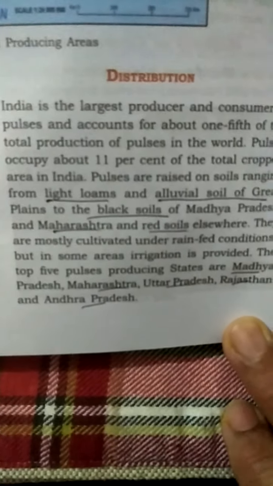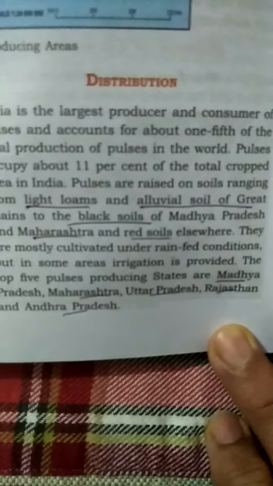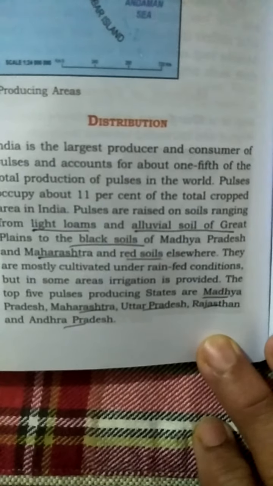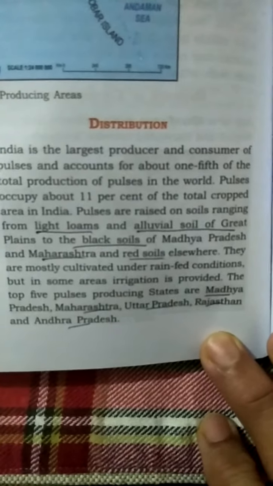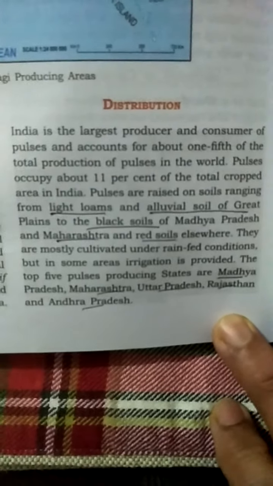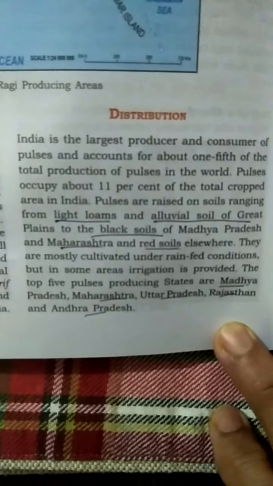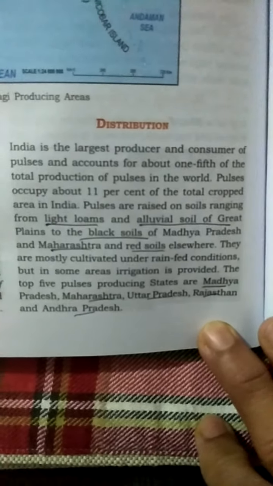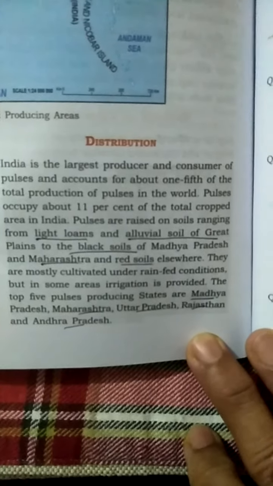And variety of soils are mentioned under distribution. These pulses can be grown on variety of soils like light loams, alluvial soil, black soil, and the states where pulses are produced: Madhya Pradesh, Maharashtra, Uttar Pradesh, Rajasthan and Andhra Pradesh.